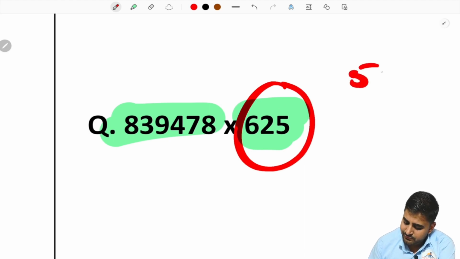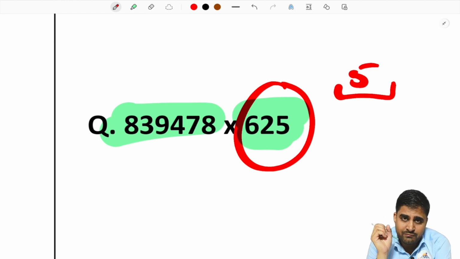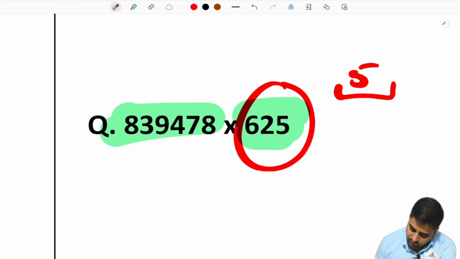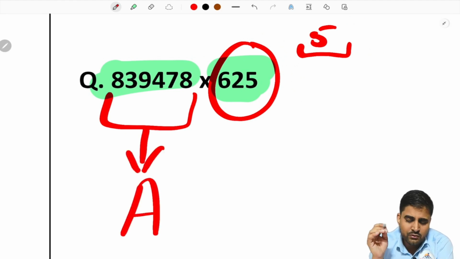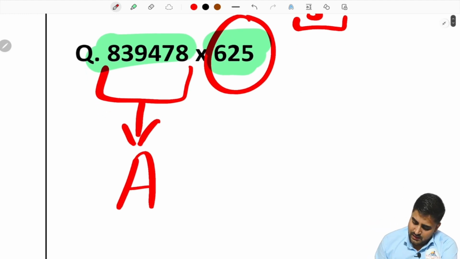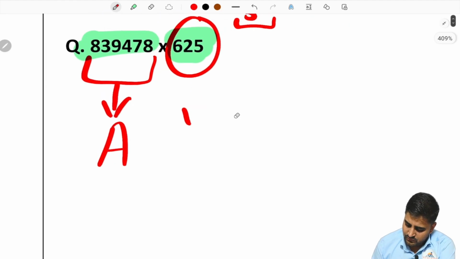Because it has a 5. And when I see a 5, I always try to make it 0, because if it becomes 0, it helps me calculate very fast, because we will have 0 at the end. It becomes very easy to cancel out some things. For the time being, this big number we will take as a, because I don't want to write it again and again. And we can write this 625 in many formats.